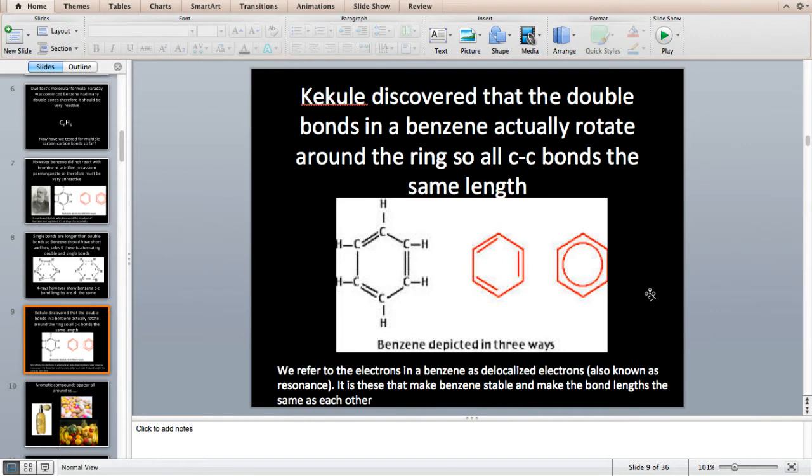So the word, girls, for this rotation, there's a number of different words, but resonance is probably the best one to use, okay? Or delocalization sometimes you see as well. So the double bonds are constantly moving around the ring. They're resonating or delocalized.